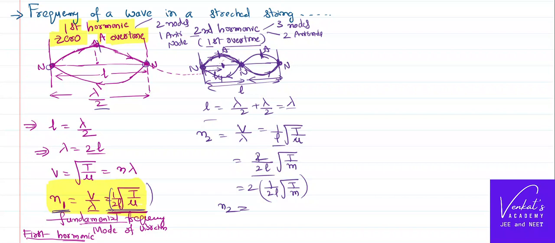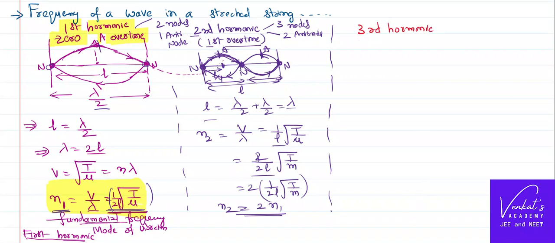So the second harmonic frequency is 2 times the first harmonic frequency. That's the point that I want you to get. That is the second harmonic. Like that, it can have many harmonics. For your convenience, I will draw the third harmonic. I'll call that either the third harmonic, or you can call that the second overtone.